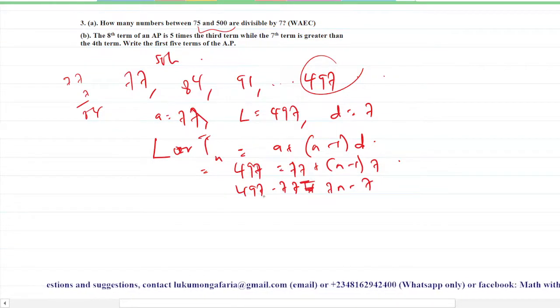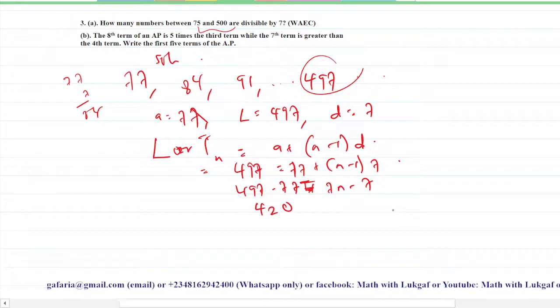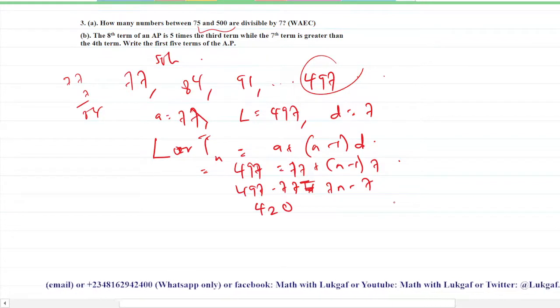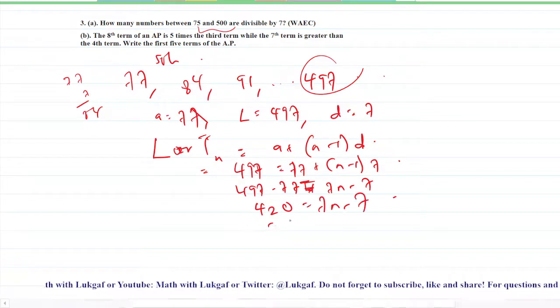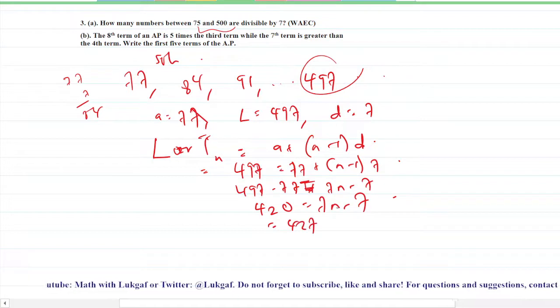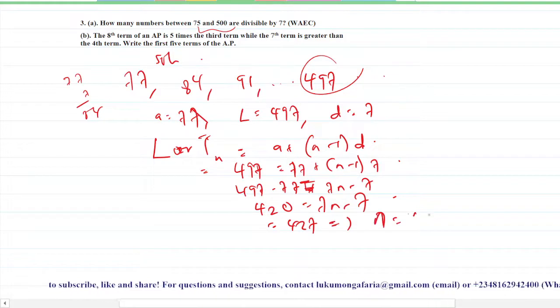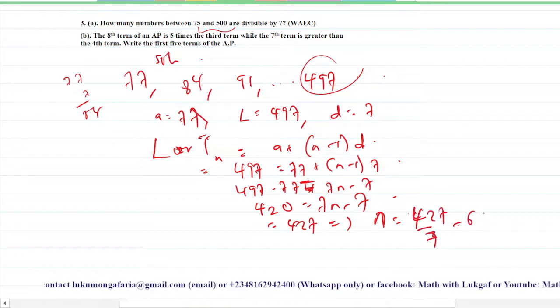What is 497 minus 77? That should give you 420, right? So if that is cleared, then you are going to have 7n minus 7. Then you can collect the like terms. Then you have 7n is equal to 427. Which implies that your n equals 427 divided by 7. That will give me 7 in 42, that's 6, 7 in 7, it means your n is 61.